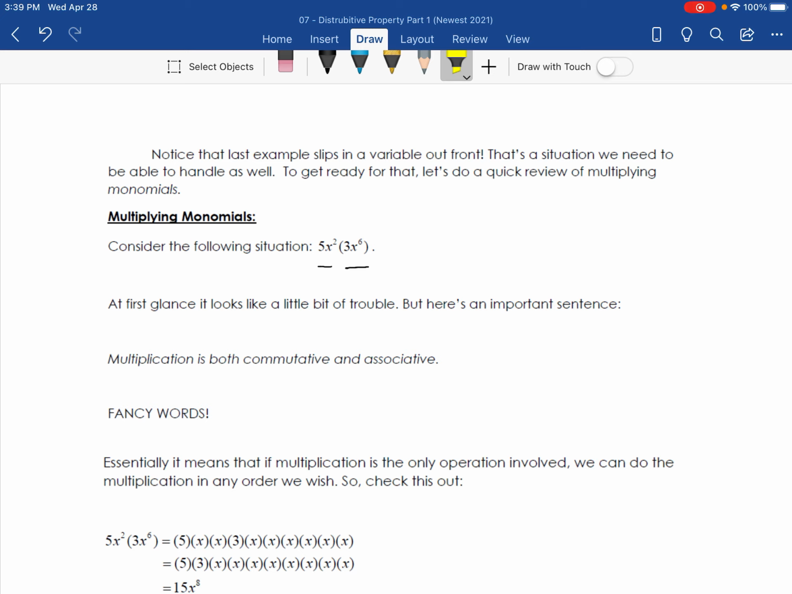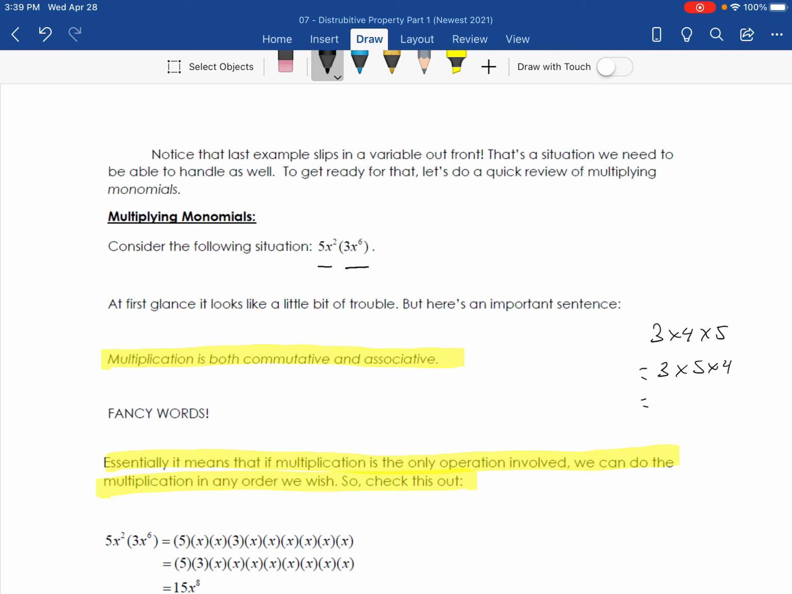Here comes my highlighter. Multiplication is both commutative and associative. Whoa, fancy words. And what do those fancy words mean? Well, I'm going to highlight this sentence too. Essentially, it means that if multiplication is the only operation involved, we can do the multiplication in any order we wish. A simple example of that is, if you do 3 times 4 times 5, you'll get the same answer as if you go 3 times 5 times 4.